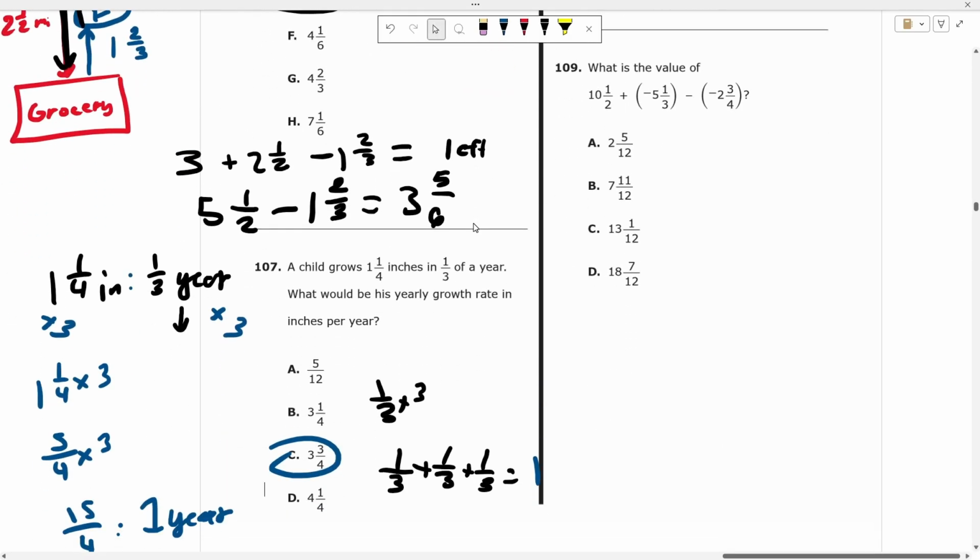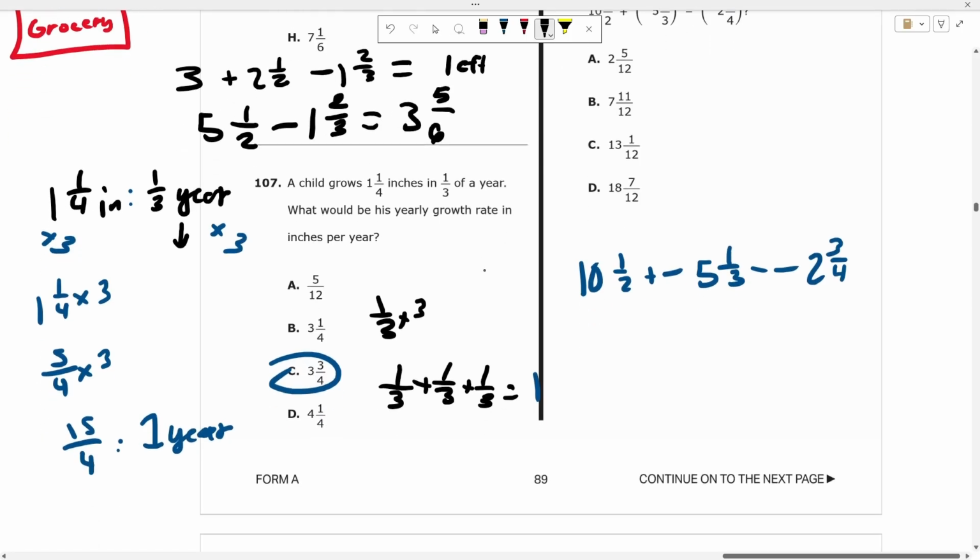Moving on to 109, it asks us what the value of 10 1/2 plus negative 5 1/3 minus negative 2 3/4 is. So again, our rule here is to go from left to right. The first step is 10 1/2 plus negative 5 1/3, or plus minus. Again, our rule here is that whenever you see a plus minus, the minus is a lot louder than the plus, and you have to subtract. So here we have 21 over 2 minus 16 over 3. We have to find the lowest common denominator, which is going to be 6, giving 63 over 6 minus 32 over 6. It's going to equal 31 over 6.